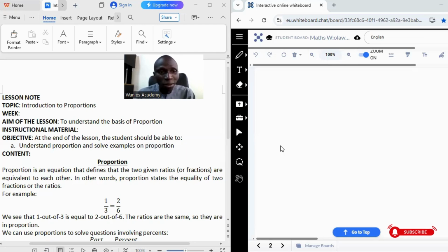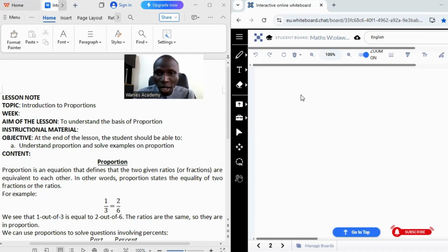So what is a proportion? Proportion is an equation that defines that two given ratios or fractions are equivalent to each other. In other words, proportion states the equality of two fractions or ratios.